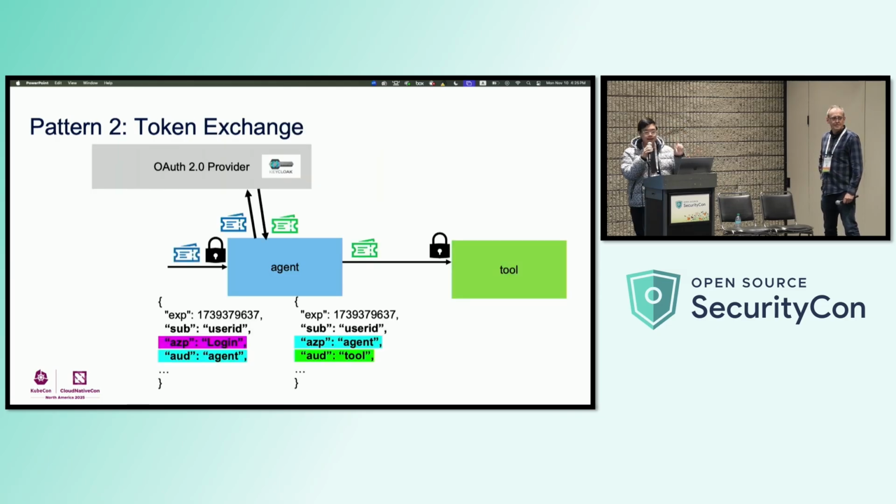Luckily, OAuth has a very powerful feature called token exchange. It lets one access token safely exchange for another. This allows the agent to get its own token to call a tool on behalf of the user without reusing the original token. By using token exchange, we preserve context and maintain separation of identities between user, agent, and tool.